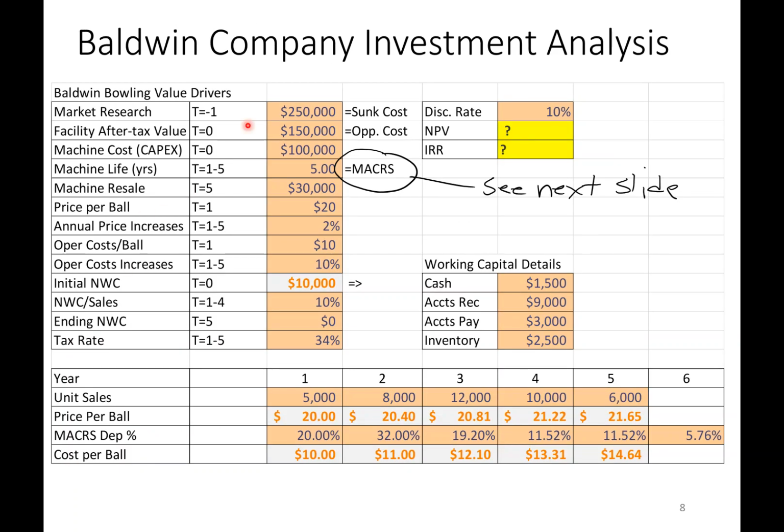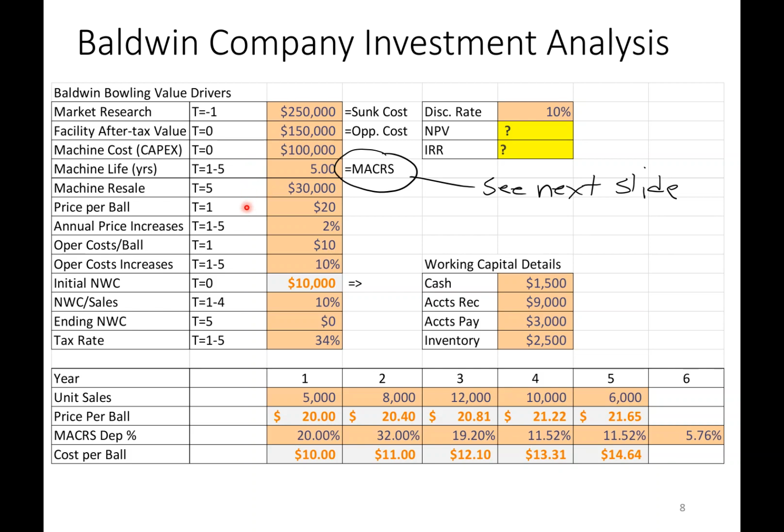So here are my assumptions. I've already spent, 1 year ago, $250,000. I'm not going to include that. I'm going to use a facility that could have sold for $150,000 after tax. I'll include that today, but I'm also going to assume I'd sell it off after the 5-year investment. That machine, that Capex, is going to be $100,000, depreciated over 5 years using the accelerated cost recovery. I'm going to resell the machine in 5 years for $30,000.